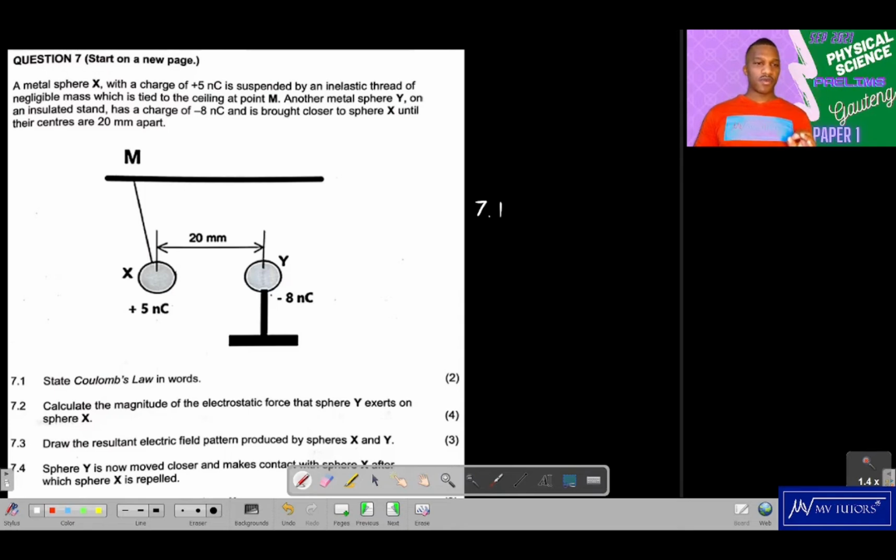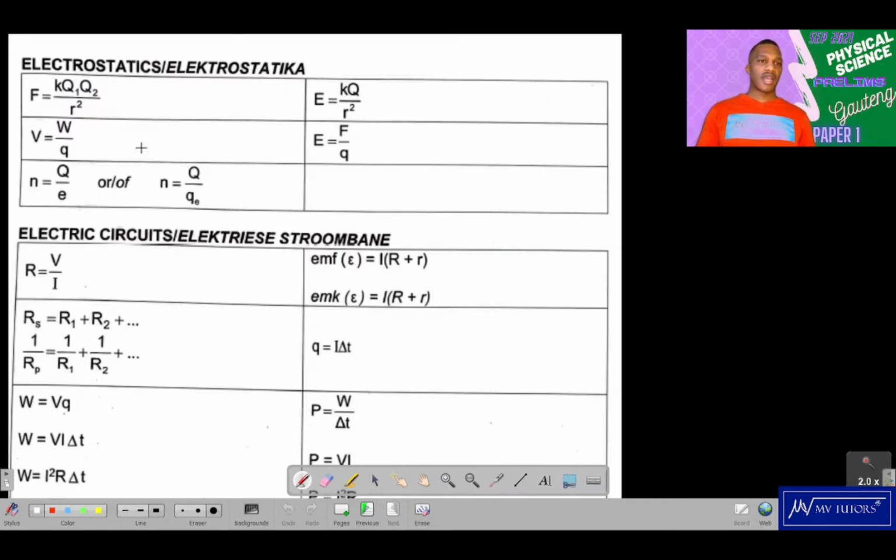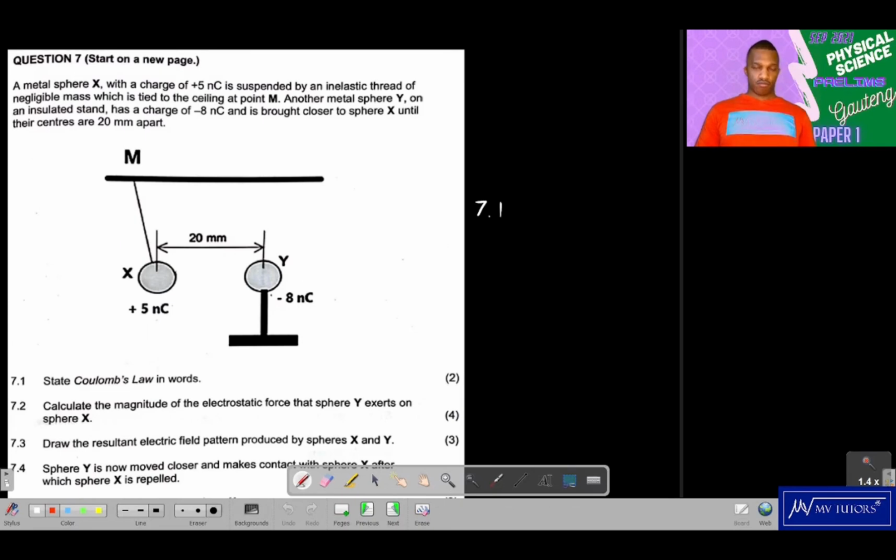So if you want Coulomb's law in words, first let's get a clue. This is Coulomb's law over here, from your formula sheet. So let's write it down: F is equal to kQ1Q2 divided by r squared.